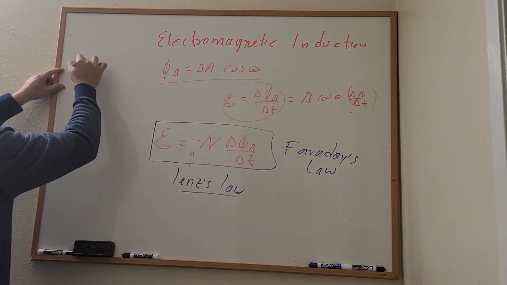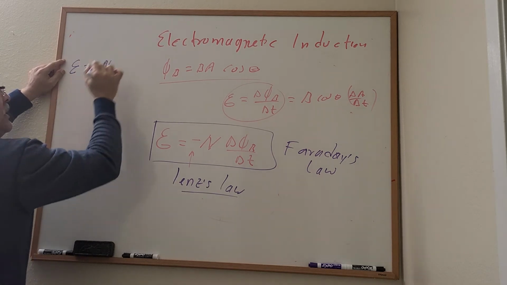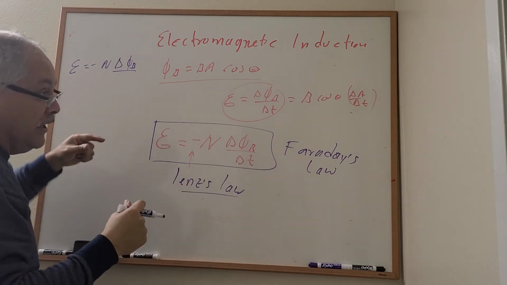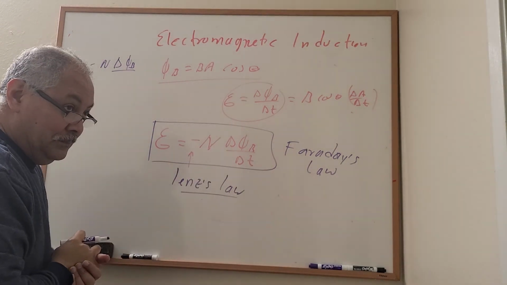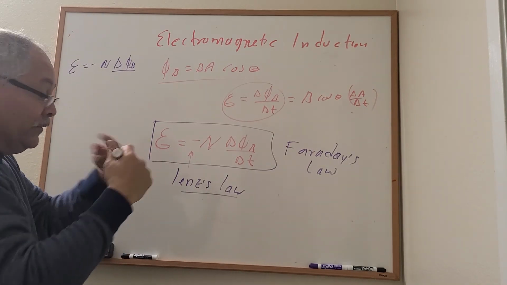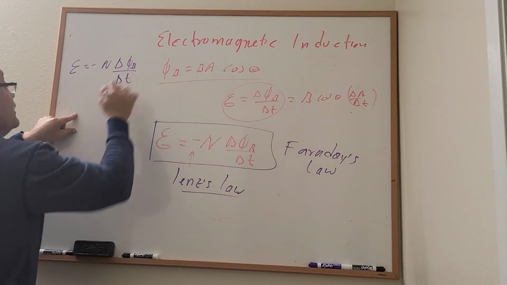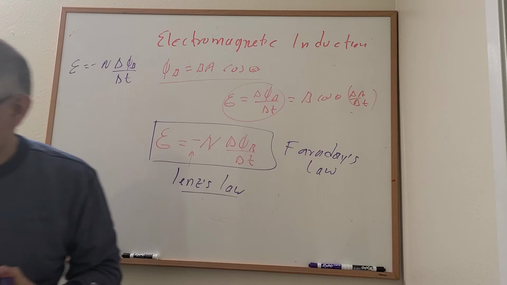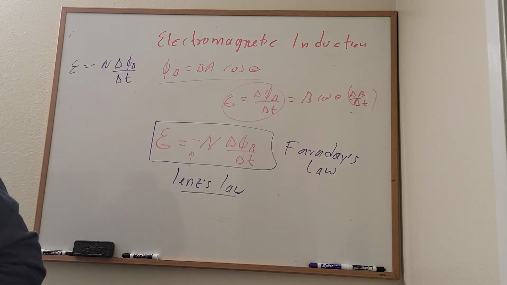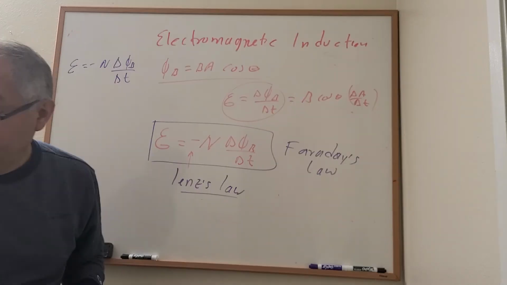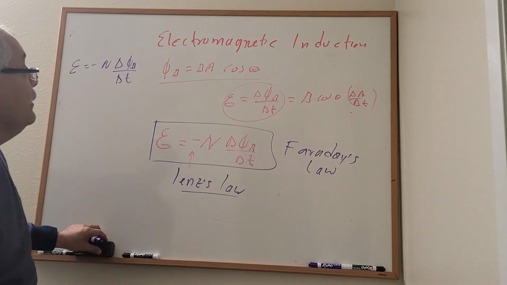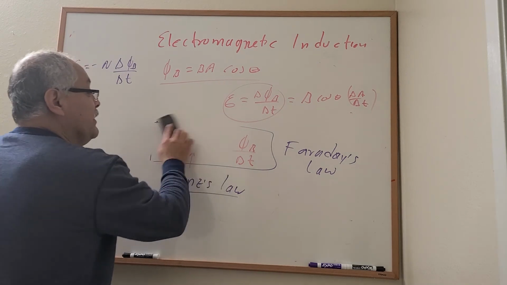So we have, electromotive force is equal to number of loops times the change of the magnetic flux. Remember, it could be changing the magnetic field, changing the area, or rotating the loop with respect to time. Got it? Okay, perfect. Now let's go to the next topic. The next topic is going to be, let me see, what's the next topic? The electric generator. Perfect.